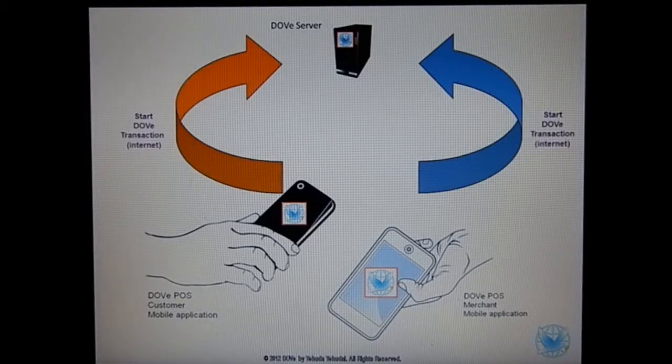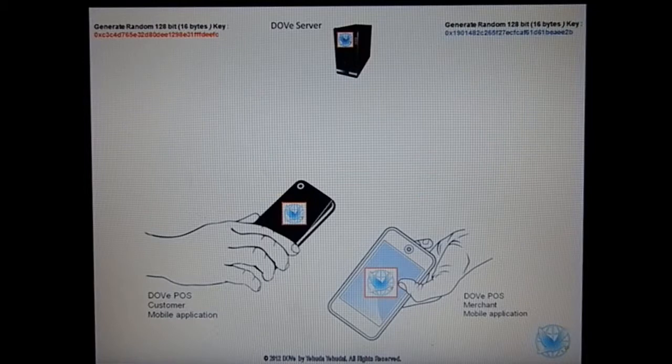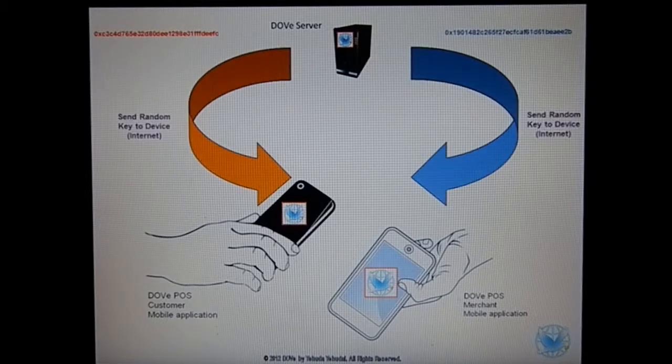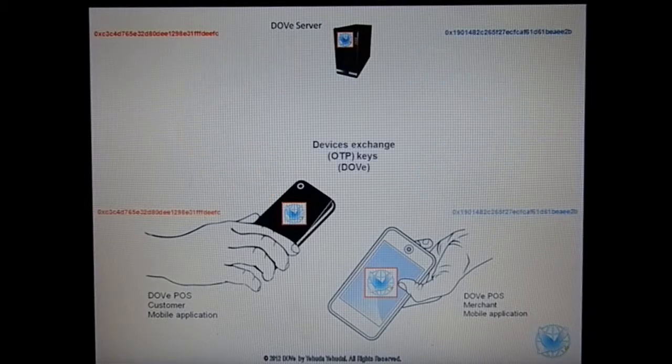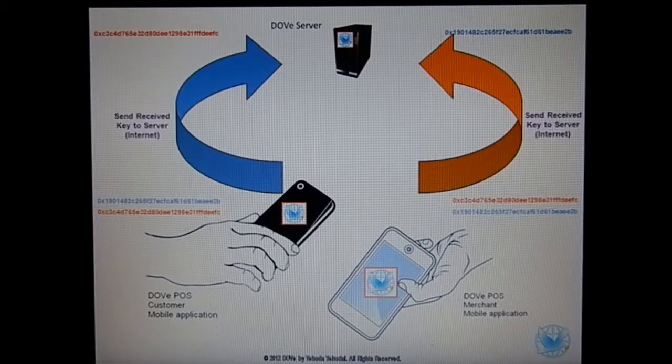They start a transaction. The server received the transaction request from both of them and generate a random key for each one of them, which will be kept on DOVeServer. It then sends the random key back to the customer and to the merchant. On the next stage, the devices exchange the keys using the audio interface of Dove. Once the keys are exchanged, the two devices send the keys back to the server.